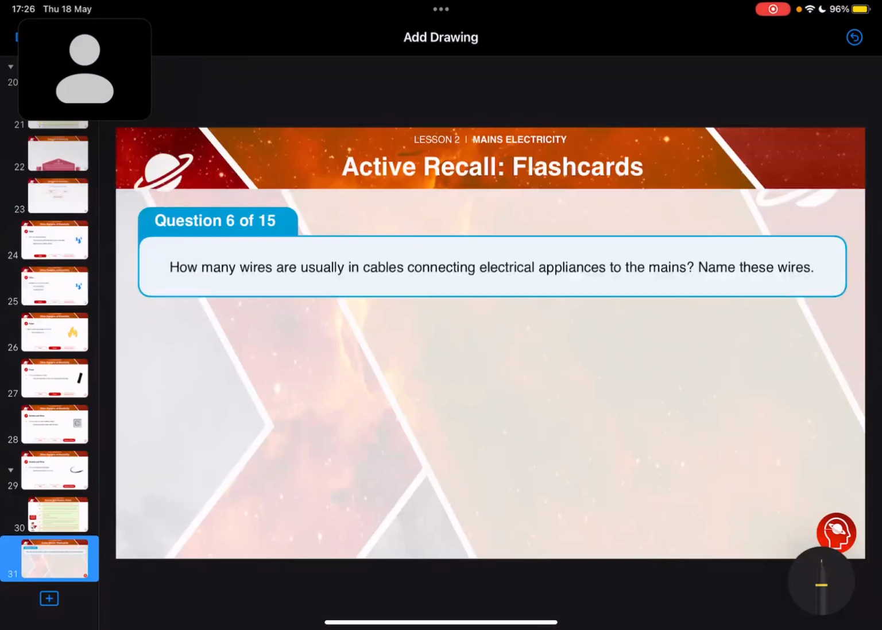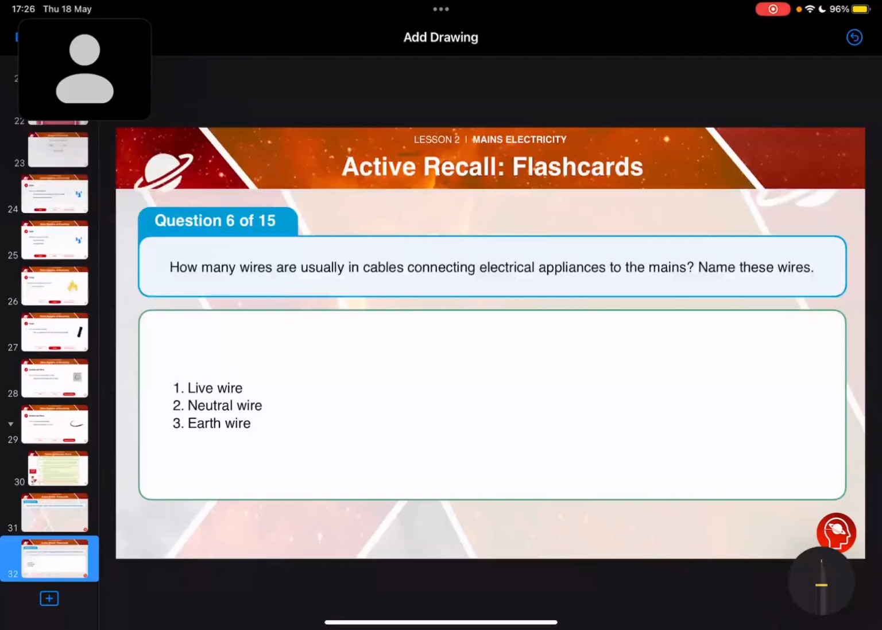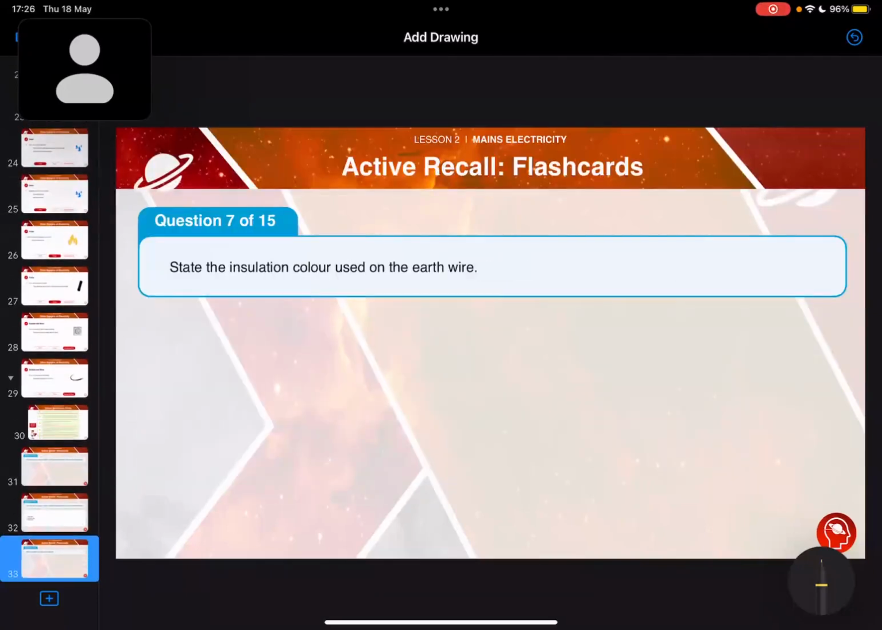And what are they called? There's a live wire, there's an earth wire, and a neutral wire. Correct. Absolutely right. So 3 wires: live, neutral, and earth. Perfect. Okay. So what color did we say that the earth wire was going to be? So I'll give you options. There's blue, brown, and green and yellow. Green and yellow. Yeah, exactly.